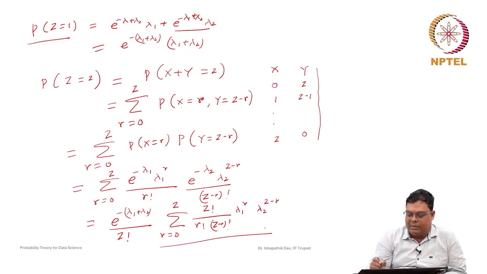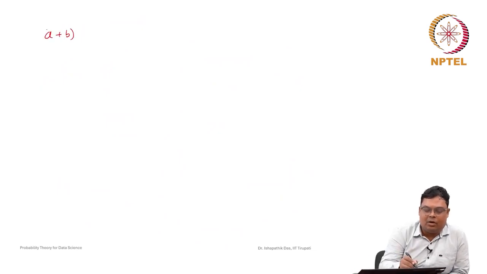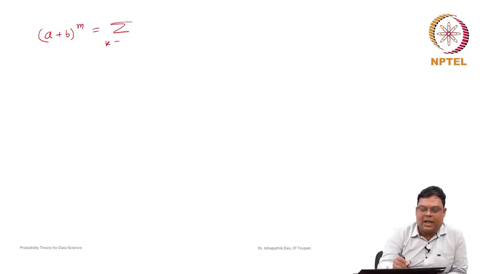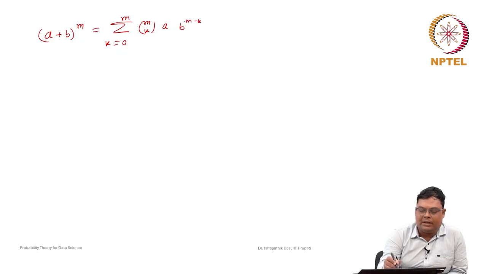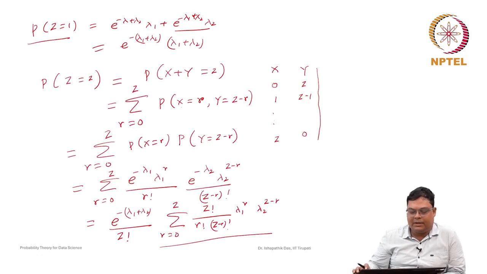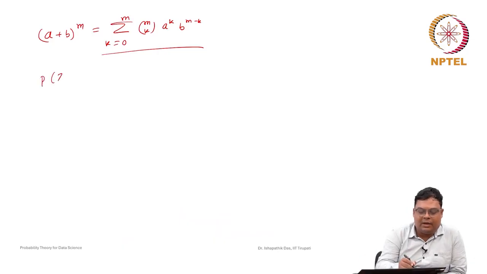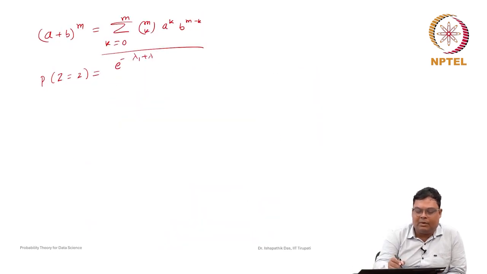So this has some kind of special form. We know the binomial expansion we discussed earlier: (a plus b) to the power m is the summation of k equal to 0 to m of m choose k, a to the power k, and b to the power m minus k. This is the binomial expansion we already discussed. So in the previous steps, the probability that Z is equal to small z, what we found is e to the power of minus (lambda 1 plus lambda 2) by small z factorial, then the summation r is equal to 0 to small z.